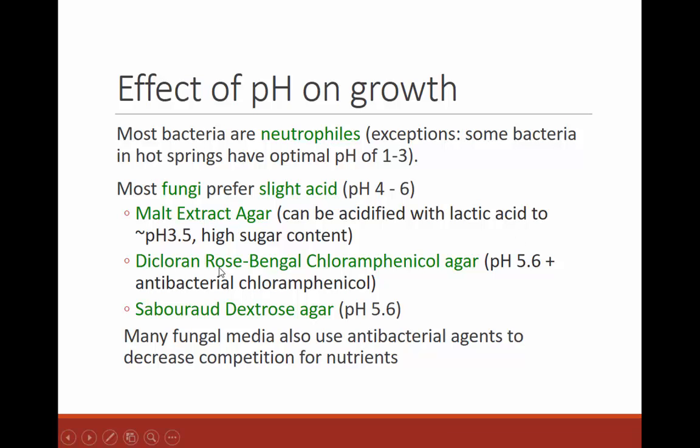Now there's another one you could use, a different type of agar known as dichloran rose bengal chloramphenicol agar. Now it's a bit of a mouthful, but chloramphenicol is basically antibacterial. Okay, so you are selecting for fungi and trying to get rid of any bacteria. So you've got an antibiotic in there, basically. The pH is not as low as the malt extract agar with lactic acid, but that's probably why you need that chloramphenicol as well. So you're discouraging any sort of bacterial growth. If you do that, then you've got fungi that can grow there without the competition from bacteria.